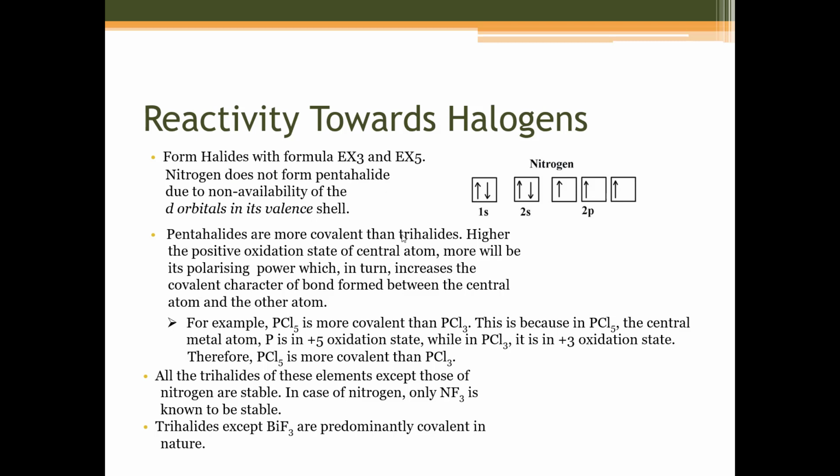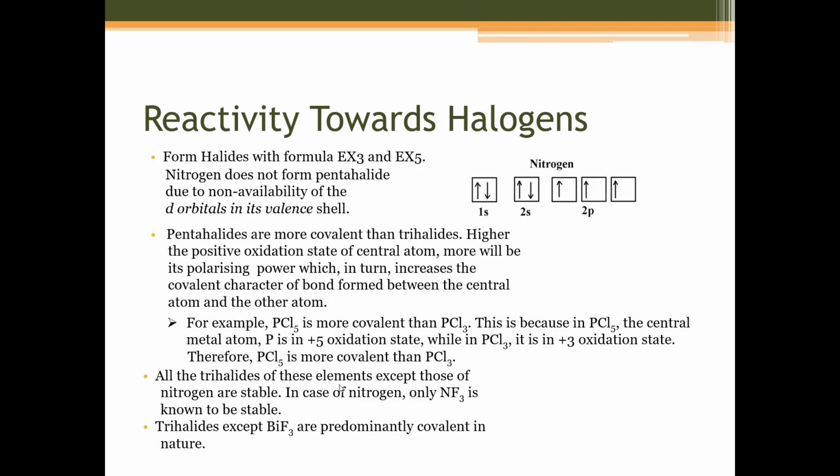Pentahalides are more covalent than trihalides. The higher the positive oxidation state of the central atom, the more will be its polarizing power, which in turn increases the covalent character of the bond formed between the central atom and the other atom. For example, phosphorus pentachloride is more covalent than phosphorus trichloride. This is because in phosphorus pentachloride, the central atom, that is phosphorus, is in +5 oxidation state, while in phosphorus trichloride, it is in +3 oxidation state. Therefore, phosphorus pentachloride is more covalent than phosphorus trichloride.